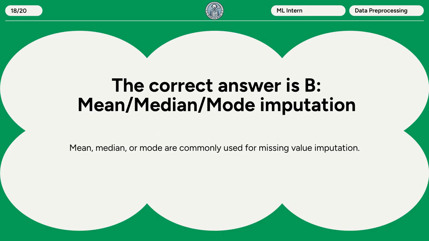The correct answer is B. Mean, median, mode imputation. Mean, median, or mode are commonly used for missing value imputation.